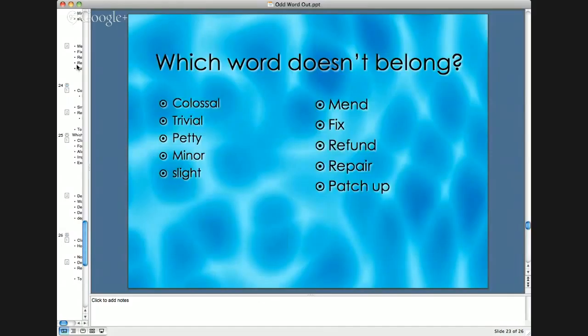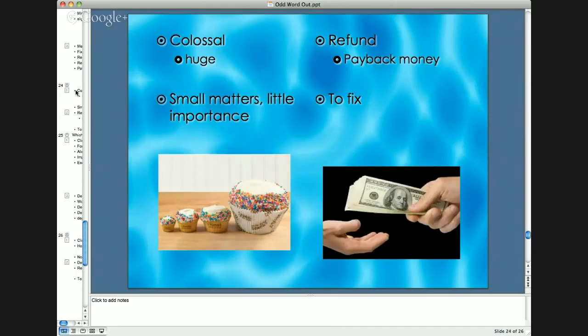What about the next one? Mend, fix, refund, repair, patch up. Well, we know what to repair something is, right? We take our car to be repaired, right, when it's broken. This means to fix it. So we have repair and fix. Mend is similar, usually with clothing. And patch up, right? This is literally to put a patch on something to make it not broken. It can also be used as to fix. So we know the answer is refund, to pay back money.